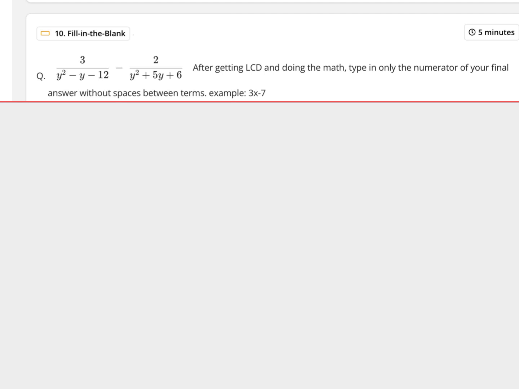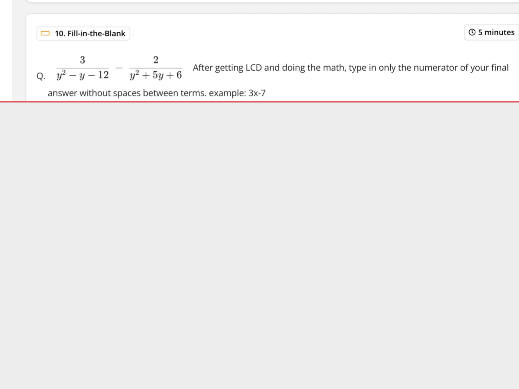Right here on number 10, they're asking us to subtract two fractions. And of course, we need to get an LCD. And let's read the instructions. After getting the LCD and doing the math, type in only the numerator of your final answer without spaces between the terms. Example, 3x minus 7, right? So they want us to get this answer, but obviously it's hard to type in a fraction, so they just want you to type in only the numerator of your final answer. So let me work through this.